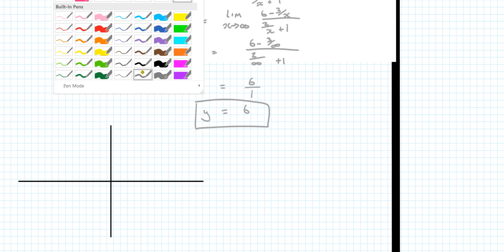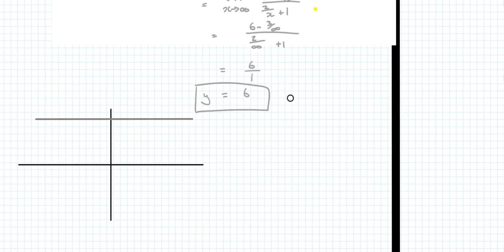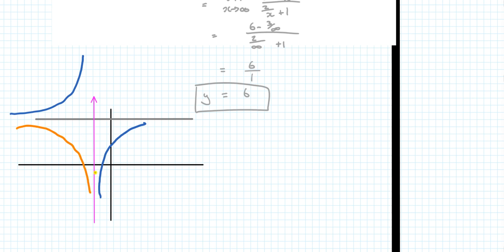Just need the pen here. y is equal to 6. 1, 2, 3, 4, 5, 6. And the vertical one was x is equal to minus 2. Minus 1, minus 2. So either the curve is in here, if it's always increasing, and you can find if it's always increasing by differentiating and seeing is it always positive or negative, or it's in here if it's always decreasing. So again, differentiate it and see is the dy/dx negative.